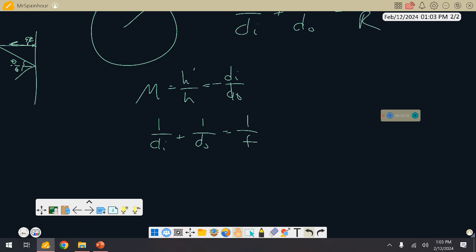Let's say this differently. If I want you to change the focus, what do you have to do? This mirror has a particular focus, yes? What is it? Half the radius, okay?